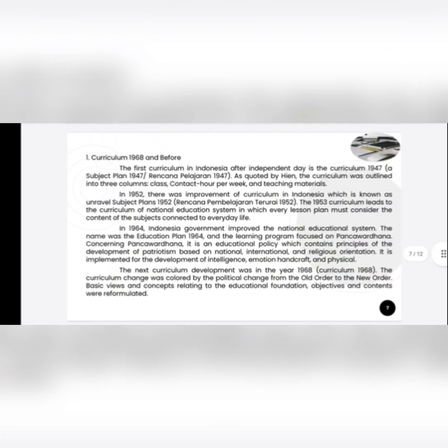In 1952, there was an improvement in the curriculum in Indonesia, known as the 1952 Detailed Lesson Plan. The 1953 curriculum was the curriculum of the national education system, in which every lesson plan must pay attention to the content of subjects related to everyday life.